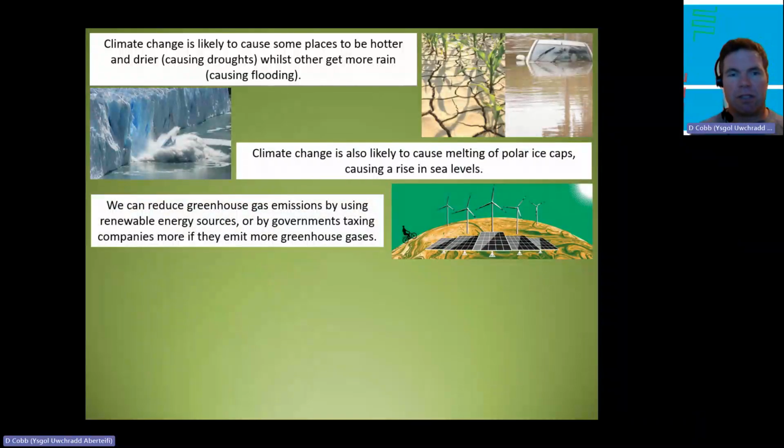So what are we going to do about it? Okay, so what we can do is, we know what it is, what the consequences of it are, and how do we go about reducing or mitigating that? So what can we do?